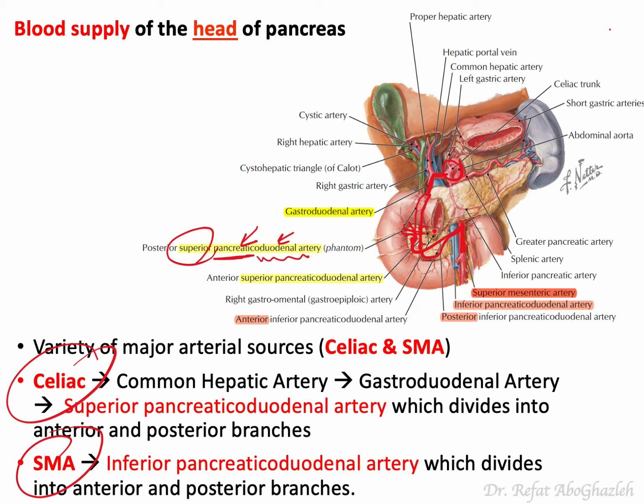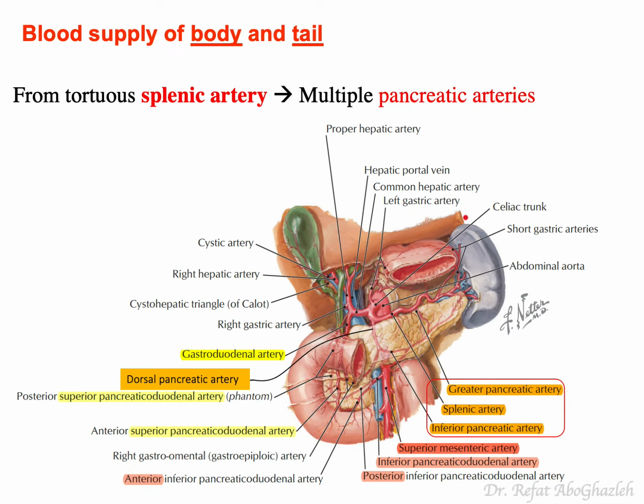Now, what about the rest of the pancreas? Yes, the body and tail, look at it here. They got their blood supply, which is easy to remember, from the splenic artery. Look at the celiac trunk that gives the splenic artery.